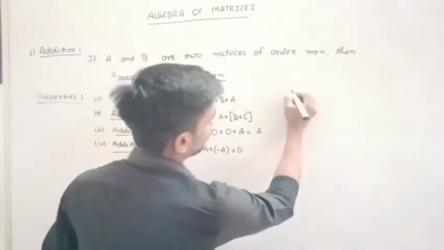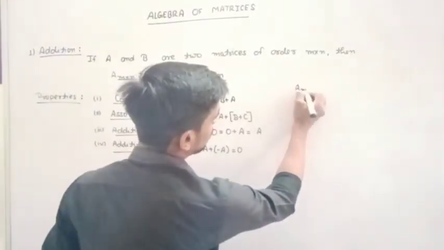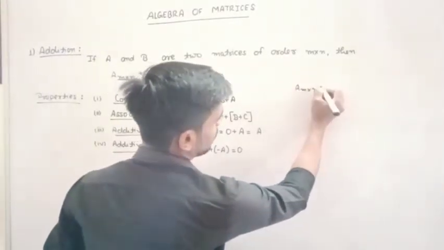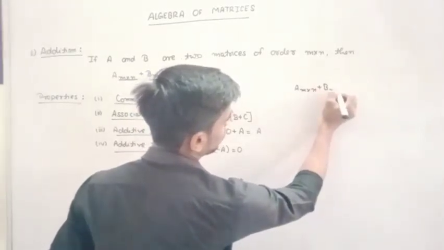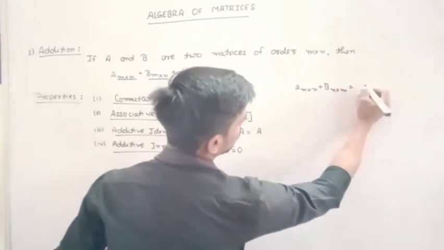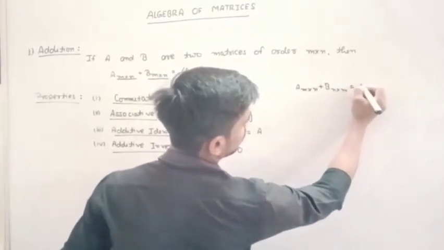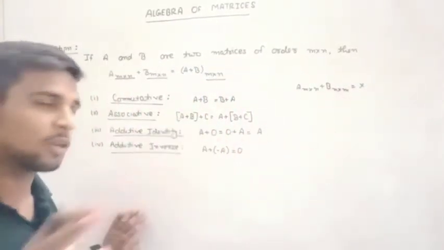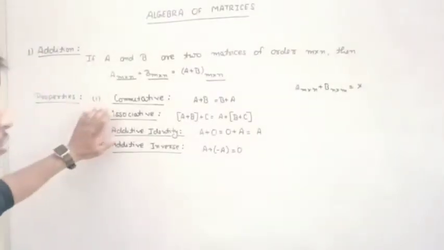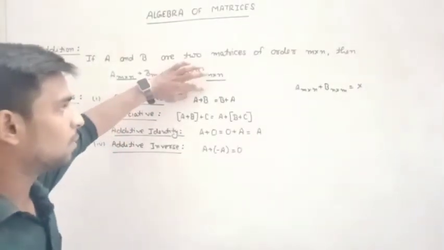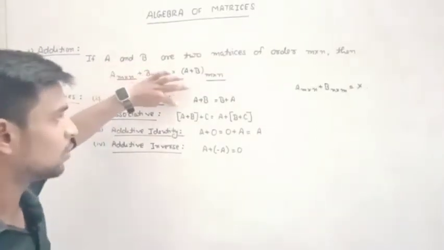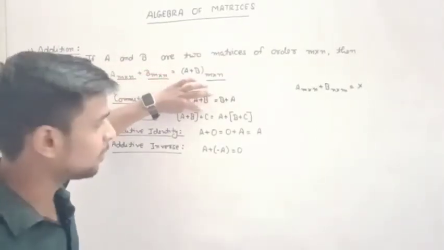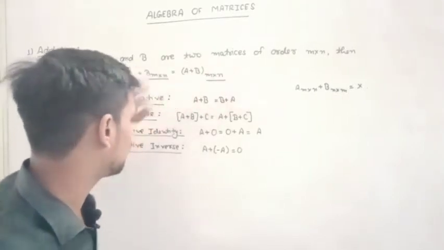But if the order of A and the order of B are different, then the summation of these matrices is not possible. The properties of addition are, first, the commutative property: A plus B is equal to B plus A. The second one is the associative property: A plus B plus C will be equal to A plus B plus C.